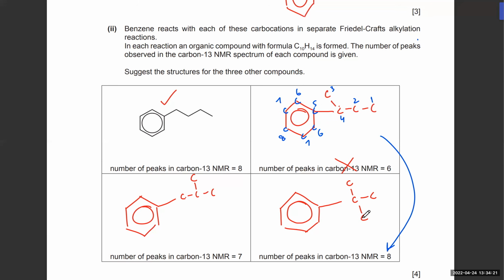This carbon and this carbon are identical, so they would all resonate at the same frequency. Okay, let's call that 1. This one is different, so that would resonate at frequency 2. This is going to resonate at frequency 3. These two are exactly the same, so frequency number 4. These two are exactly the same, and this is different from the others. So 6 peaks. So this is this one.